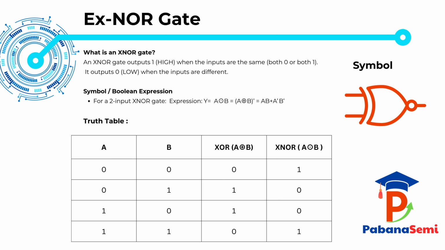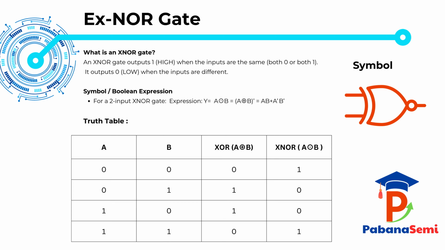Now, verify this using the truth table. When A and B are 0 and 0, XOR is 0, so XNOR becomes 1. When A and B are 0 and 1, XOR is 1, so XNOR becomes 0. When A and B are 1 and 0, XOR is 1, so XNOR is 0. And when A and B are 1 and 1, XOR is 0, so XNOR becomes 1 again.